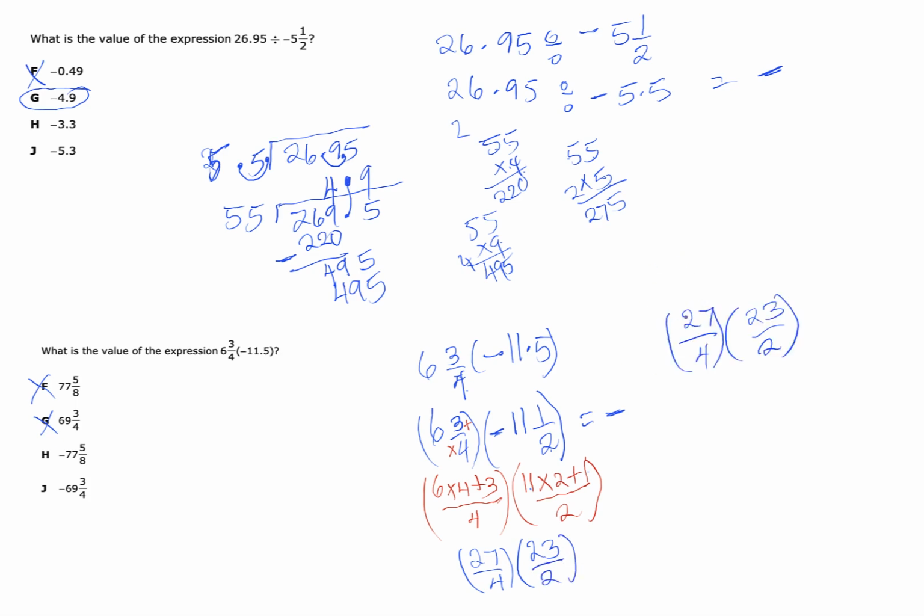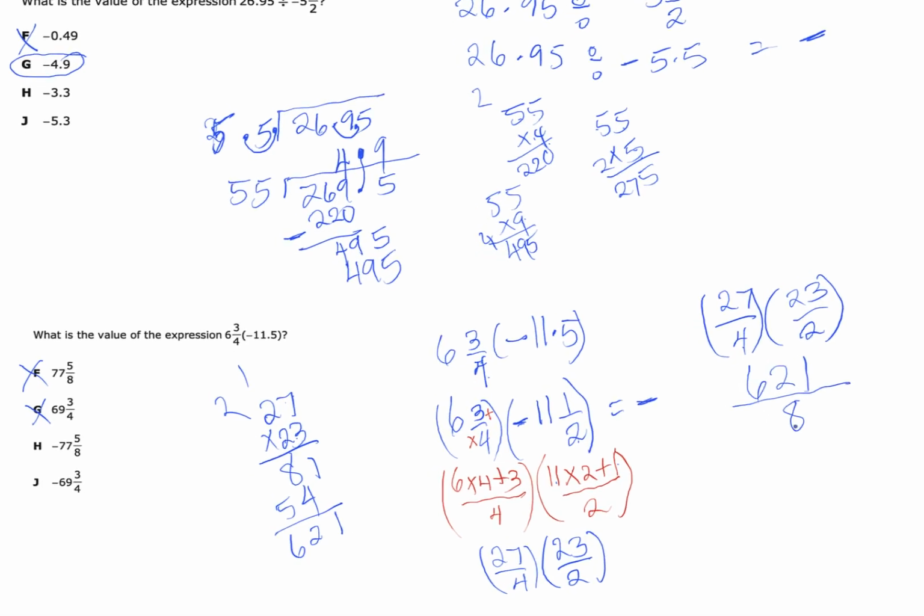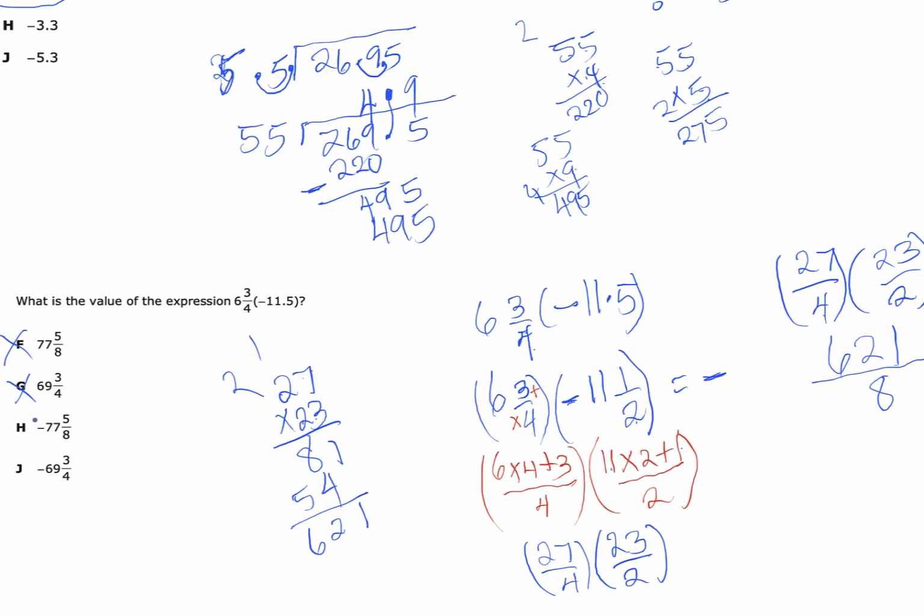So if we go straight across, and this might help you. So the denominator is the easiest one. 4 times 2 is 8. Now the top part, you're going to have to do some work. 27 times 23. That's 21. That's 6 plus 2 is 8. 2, that's 14. 4 and 1 is 5. 1, 2, 6. So that's 621 over 8. Now, if I'm on the test, I see that denominator as an 8. I'm like, I think my answer is H.